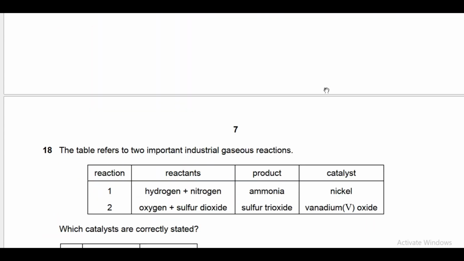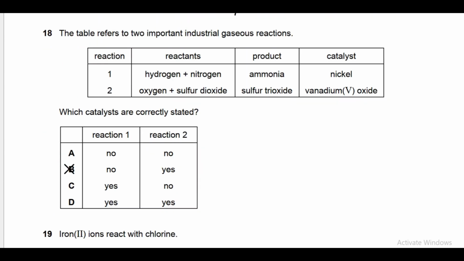Next, the table refers to two important industrial gaseous reactions: hydrogen and nitrogen produce ammonia, catalyst nickel. This is wrong; the catalyst will be iron. And oxygen and sulfur dioxide, this is true, vanadium(V) oxide catalyst is used. So which catalysts are correctly stated?